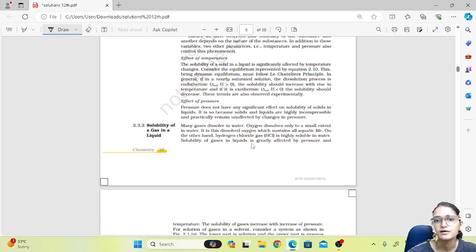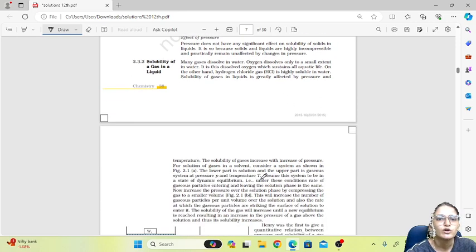Now this will follow Le Chatelier's principle. So here, if the dissolution process is endothermic, solubility should increase with rise in temperature, and if it is exothermic, solubility should decrease. This is followed in terms of solid in liquid dissolution, that is the effect of temperature. Then the effect of pressure. Pressure will not have any significant effect on the solubility of a solid because solids are highly incompressible. So this effect we can see only in gases.